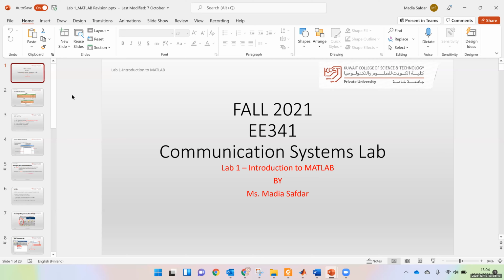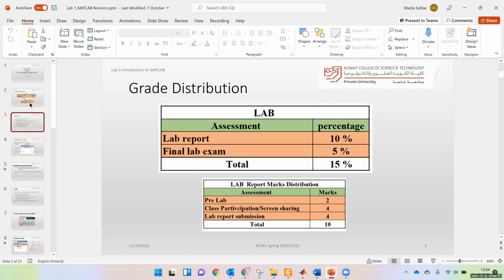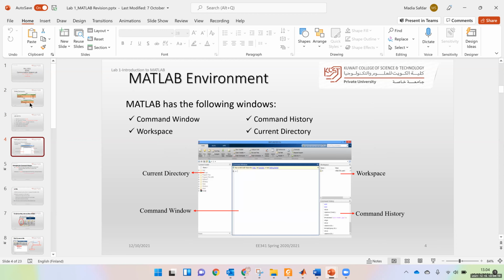So let's start the review. This is the first lab. In this lab, we studied the basic introduction to MATLAB. This is the workspace.